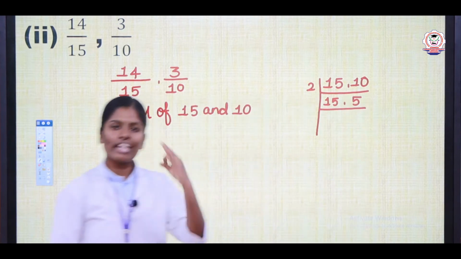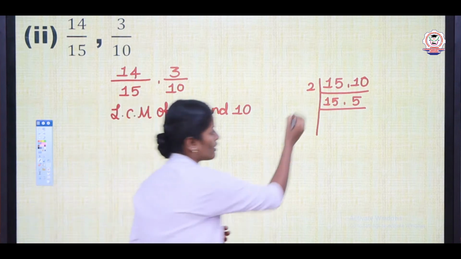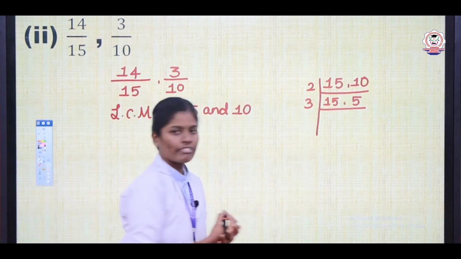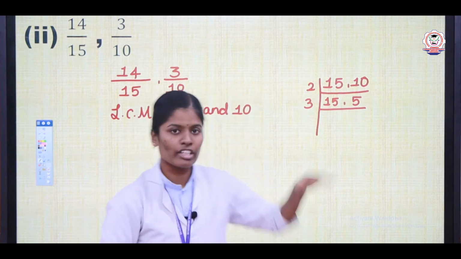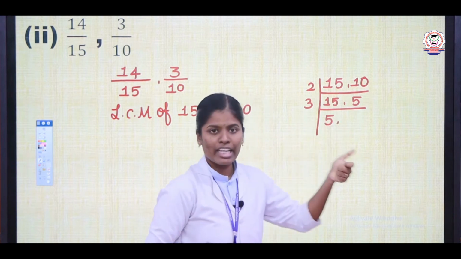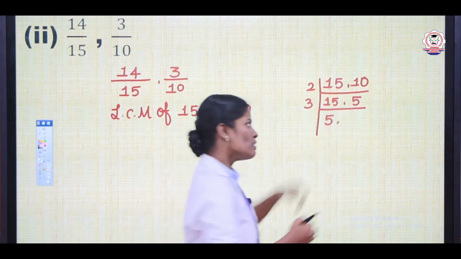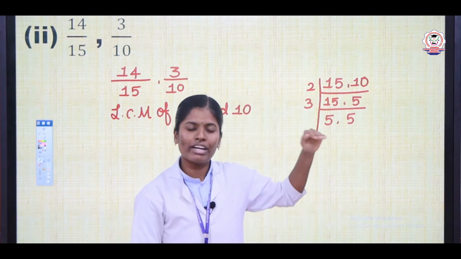Next we will take the second prime number, which is 3. Take 3. 3 table of 15, yes. How many times? 3 5s are 15. So you should write here 5 3s are 15. Then 3 table 5 is not possible, so simply bring it down. Here we got a 5 and a 5.